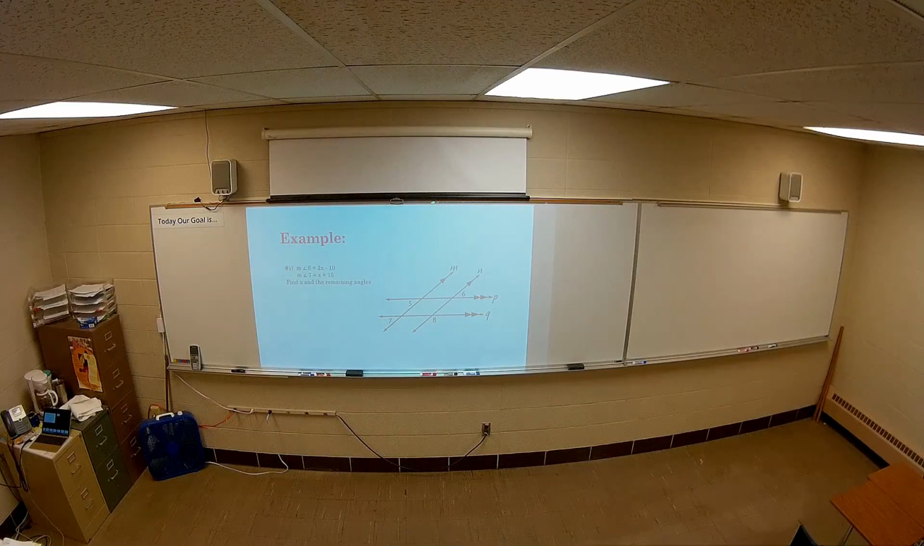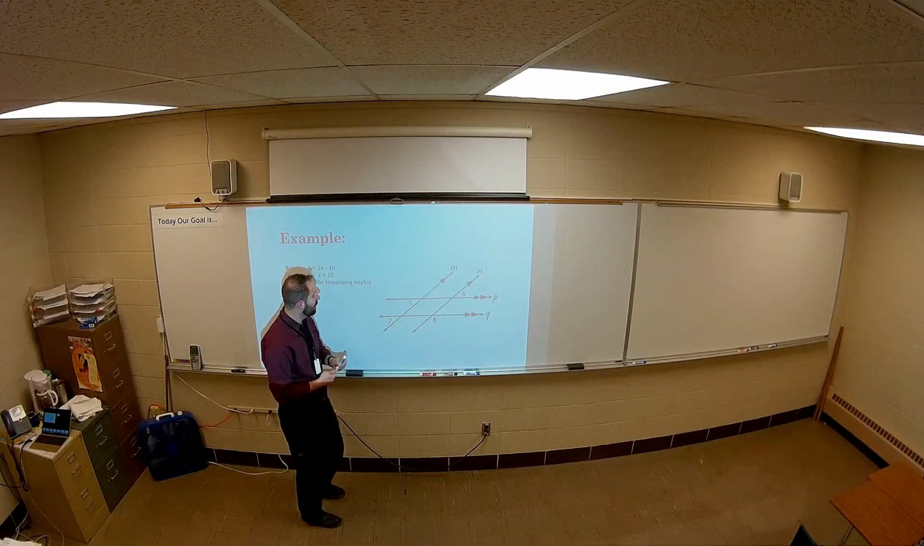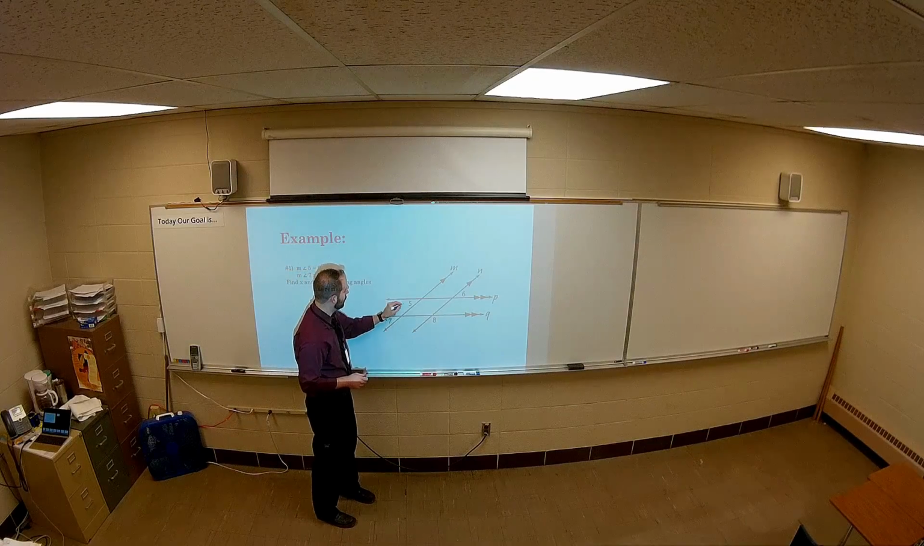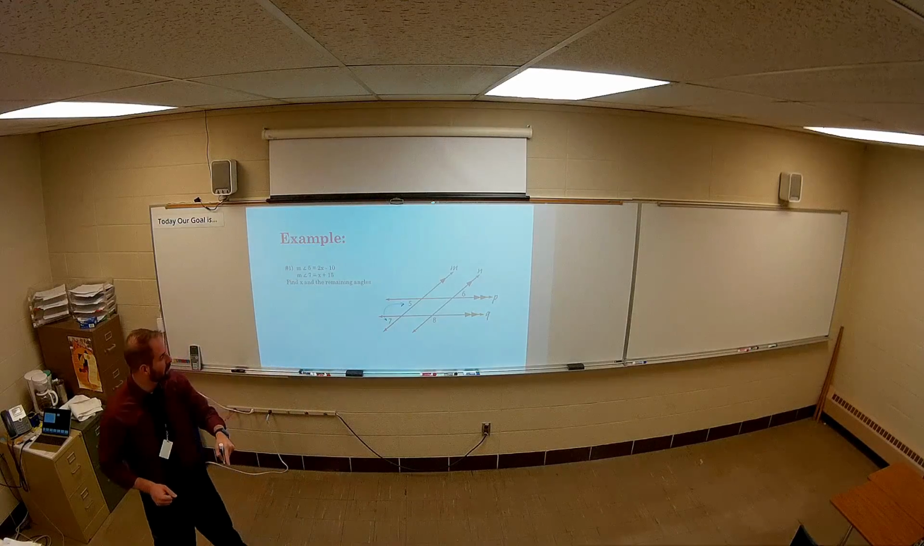Once you have x, you can find all the angles. That's the thing. Five and seven. There's an x in both. Ooh, say why. If you're right, 5 and 7 are supposed to be the same angle. But why? Corresponding. Yeah, they're corresponding to each other.